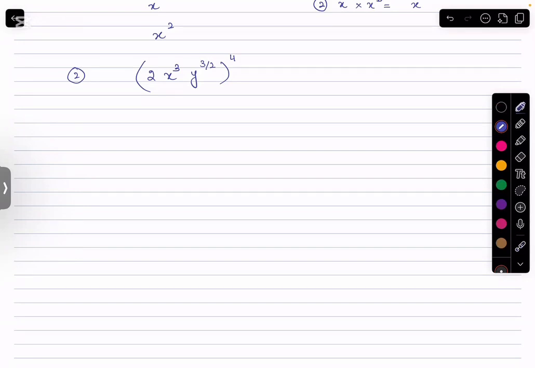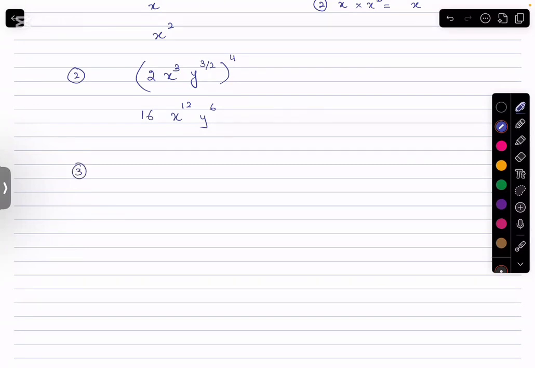What will it become? 16. Then x to the power 12. X to the power of 12, yes. Y to the power 6. Because 2 will be cancelled with 4 and will result in 2, and then 3 into 2 will become 6. Very good, right? So power to power, they get multiplied, and this is what your answer is going to be.